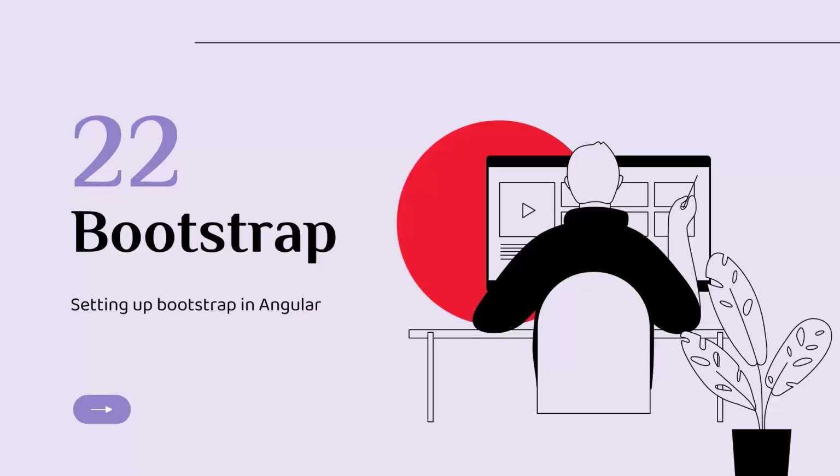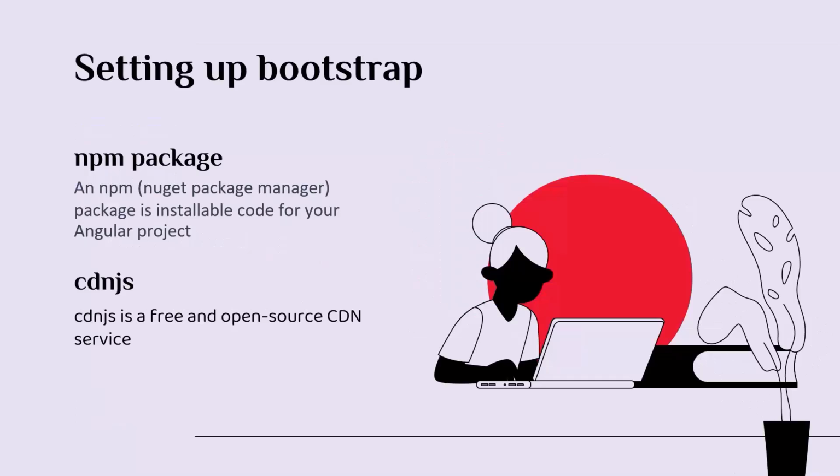The Bootstrap library is the library that we're going to use throughout this course to design all the pages and all the components of our app. Now, to set up Bootstrap, you can either install an npm package or you can get the Bootstrap library URLs from the CDN.js website. An npm package stands for a Node package manager package and is just installable code for your Angular projects or the node-based projects in general.